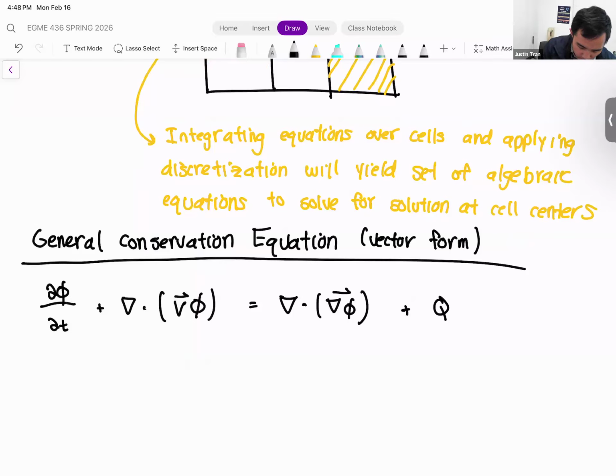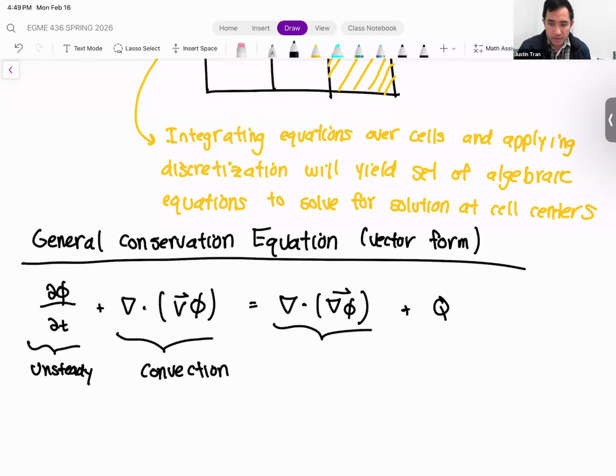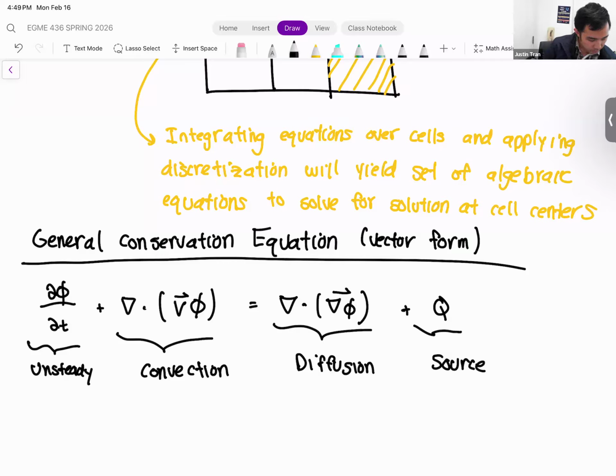Okay. So we probably haven't seen our equation in this form. So let me label all the terms here. This partial phi partial t, this is our unsteady term, right? This divergence of the velocity multiplied by our solution, this is our convection term. This term that involves the gradient of our solution, this is our diffusion term. And of course, Q here is our source term.